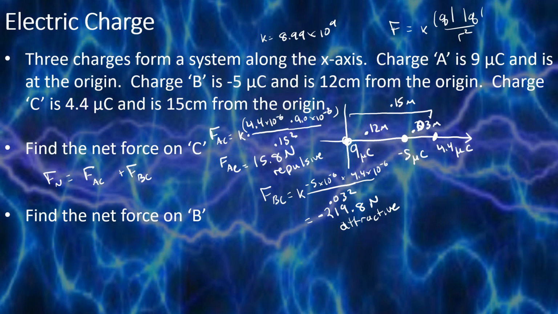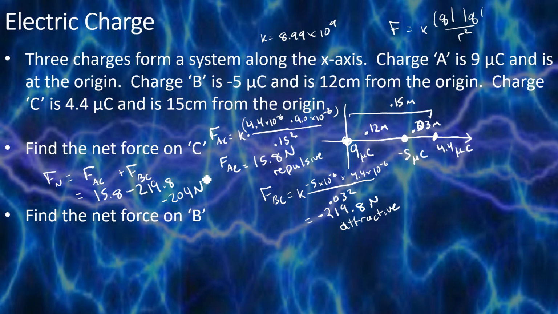Whenever you get talking about forces of charge, whenever you multiply them and you get a negative, that does tell you that it is an attractive force. So we have a net attractive force. So when I come over here, I actually think it is useful to use that negative, and we would have this 15.8 minus 219.8, and we'll get a negative 204.